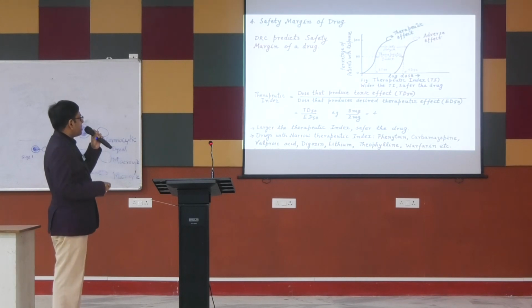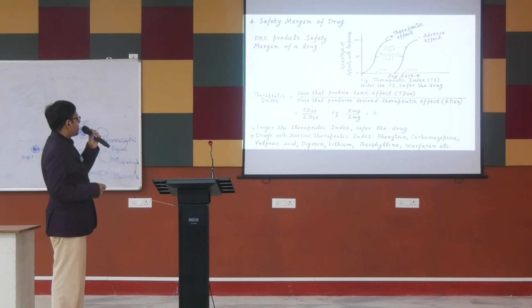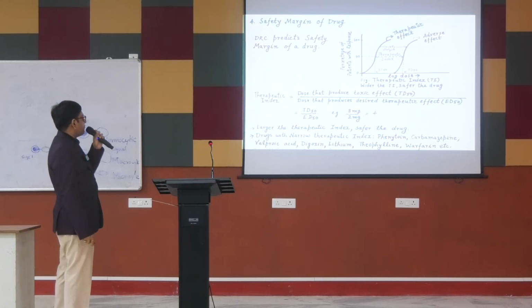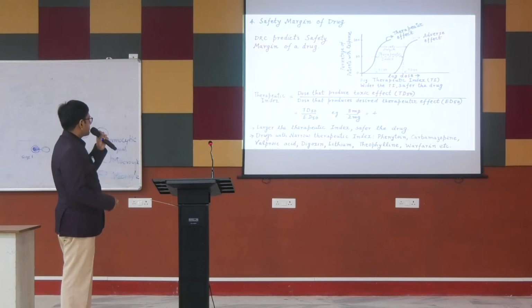Here we have plotted the percentage of patients showing therapeutic effect and the percentage of patients showing adverse effect with the corresponding doses. So this is the dose that is producing therapeutic effect in 50% of patients, and this is the dose that is producing adverse effect, or toxic effect, in 50% of patients.